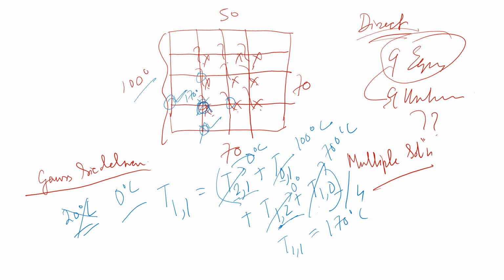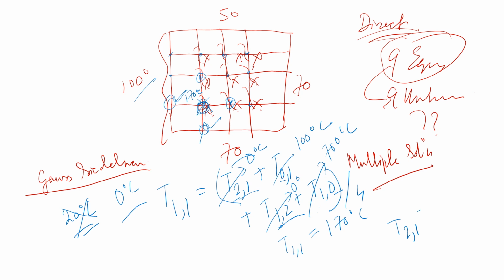So this 170 degrees centigrade will be the temperature of this point. If we assume that all the internal nodes are at 0, that means all these nodes are at 0. But the nodes at the edge will have the temperature of the edge. Okay, here also. Then we go to this point, T21.